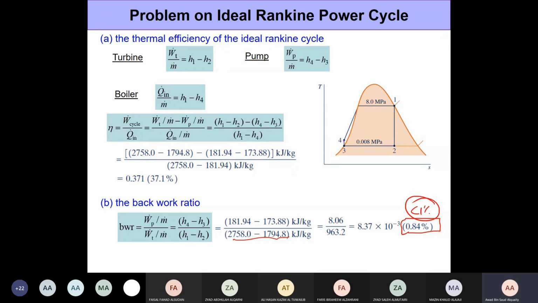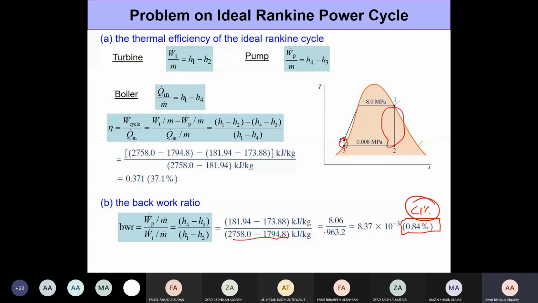In all vapor power cycles, the work input to compress a liquid is pretty small as compared to the work output we get from the turbine. So this is the usual case, and this is one of the reasons why vapor power cycles make a lot of sense. That's why a lot of systems, whether solar thermal or nuclear, whatever fuel you use to heat up the working fluid, depend on the Rankine power cycle to generate power, simply because it makes sense from the back work ratio point of view.